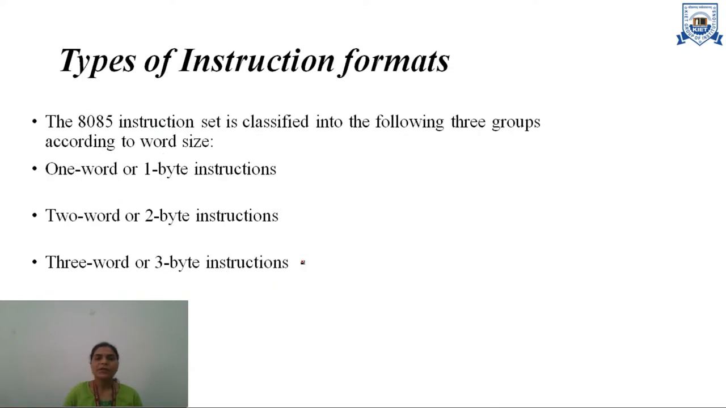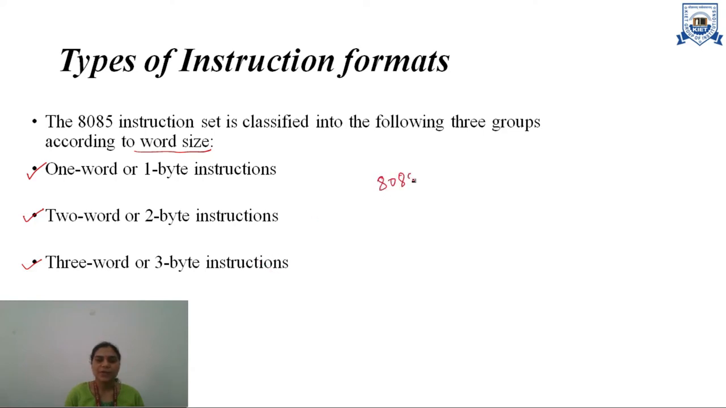Now, what are the different instruction formats? According to the word size, in 8085, we can classify the instruction set into three categories. One word or 1 byte instructions. Second, 2 word or 2 byte instructions. Next, 3 word or 3 byte instructions.